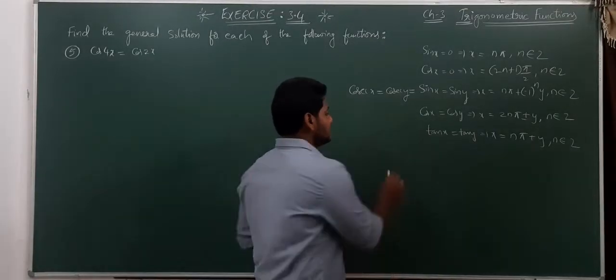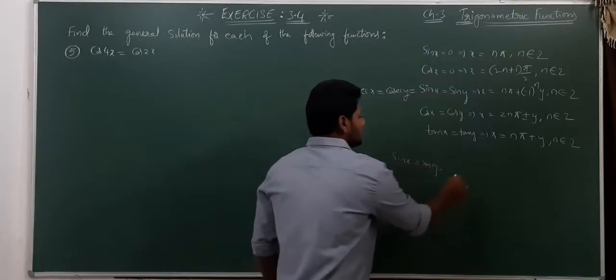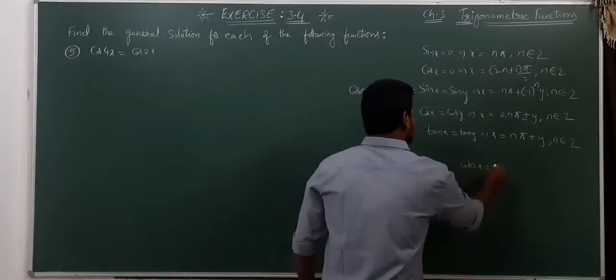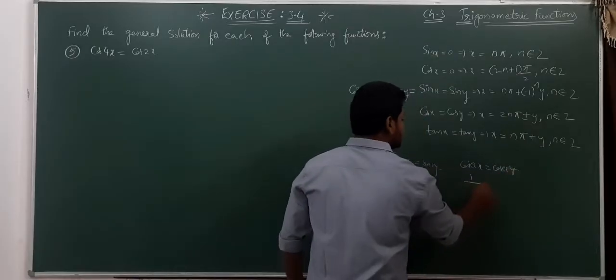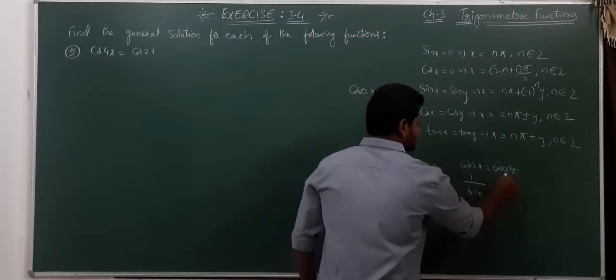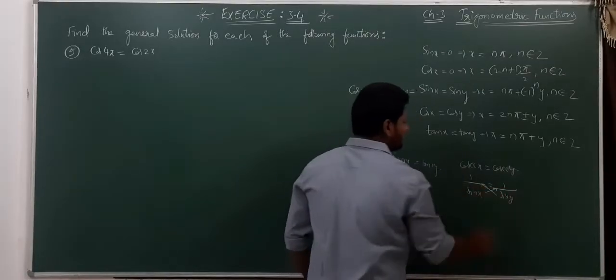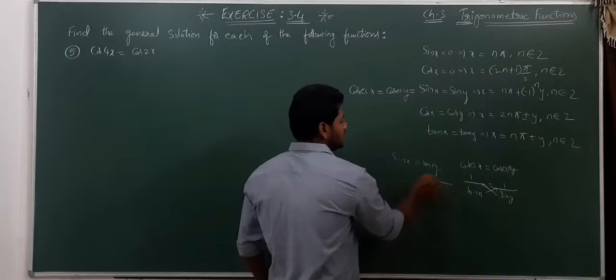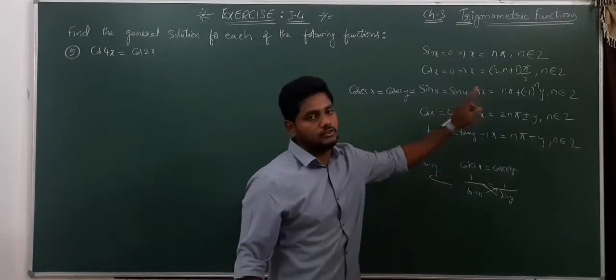Because, for example, sin x equal to sin y is there. If they ask to find cosecant x equal to cosecant y, this cosecant x we can write as 1 by sin x, right? This cosecant y also we can write as 1 by sin y. If you do cross multiplication, what will we get again? Sin x equal to sin y. That means for cosecant x equal to cosecant y, the same formula we need to use.